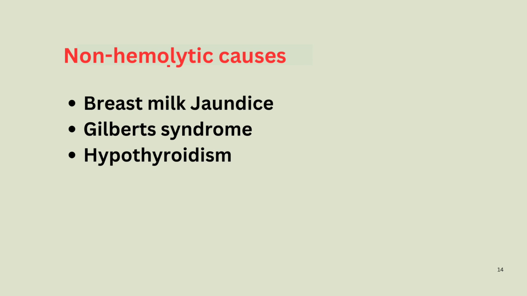Another one is hypothyroidism. Hypothyroidism reduces the activity of the enzyme responsible for bilirubin processing in the liver. The enzyme is UGT, uridine diphosphate glucuronyl transferase. When there is hypothyroidism, it reduces the activity of UGT.